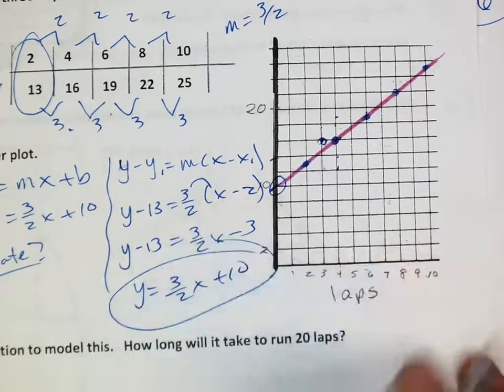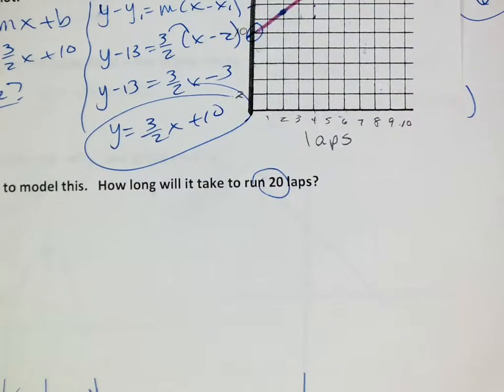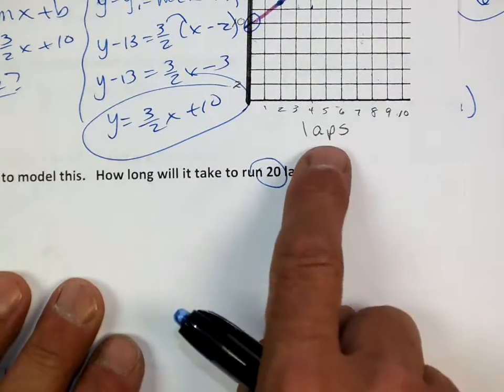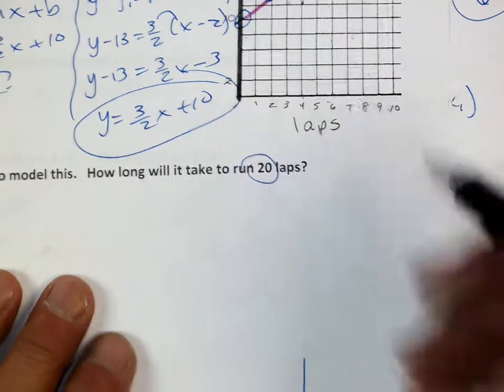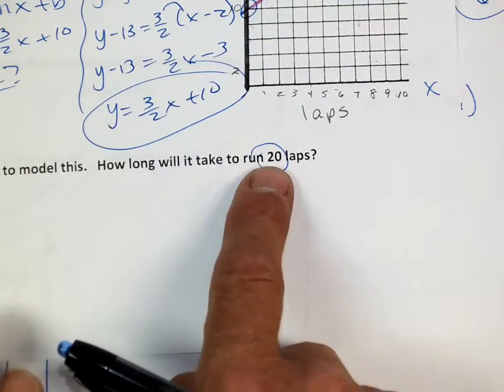Okay, good. Now, can you use that equation to get the next one? How are you going to use that equation for 20 laps? Plug in 20, right? For x or y? X. Correct. How do you know it's x? It says laps, and laps is my x and that's my y. Josie's completely right, so let's plug in 20 for x.